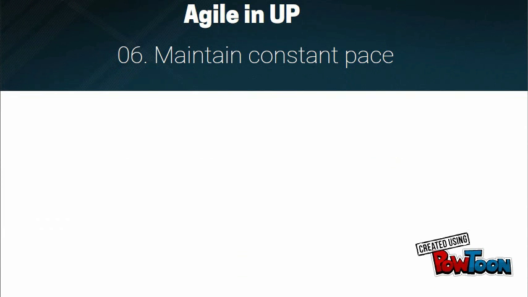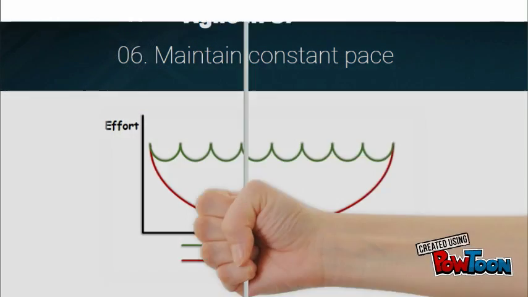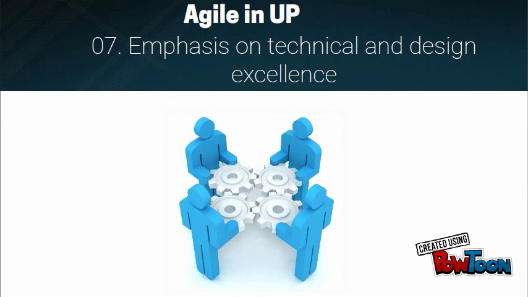Maintaining a constant pace in development is a key Agile principle, and while unified process is relatively more planned, as an iterative method, it divides activities across phases and maintains a relatively constant work pace. Emphasis on technical and design excellence is an important Agile principle found in unified process.